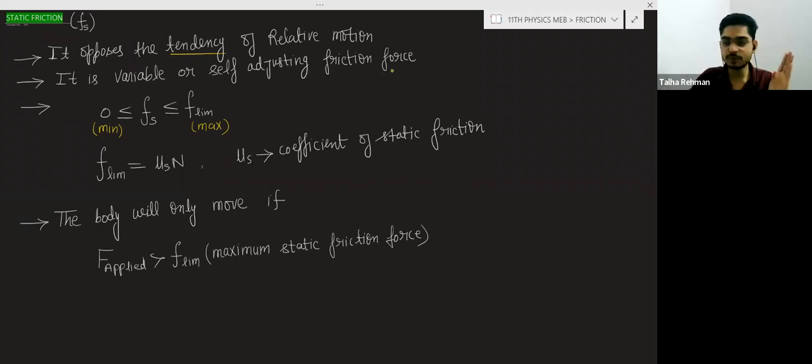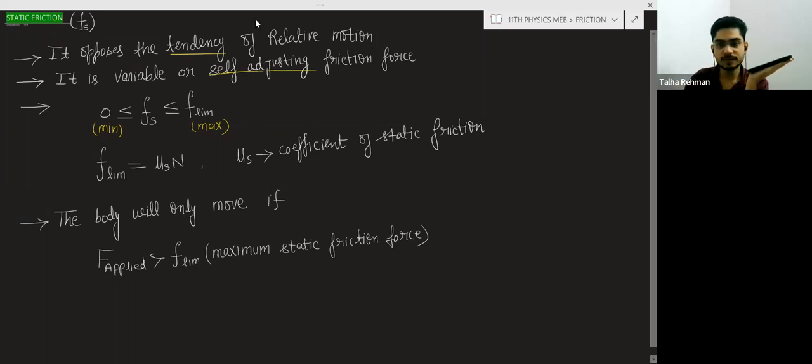Kinetic friction is a constant force, but this is a variable force, or you can say a self-adjusting force. What is the meaning of this? See, this is the object, and I have applied a force of 5 newton, and this object does not move. So this time the friction force is self-adjusting. This object does not move, which means the static friction force in this case will equal the applied force, that is 5 newton.